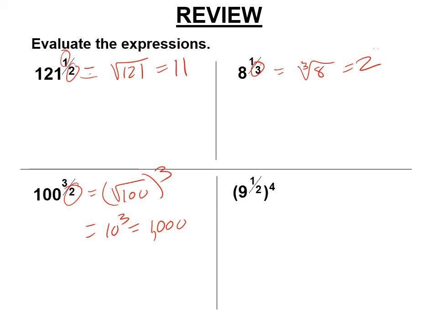So you can multiply these, right? 1/2 times 4 is 2, so this is 9 squared, or 81. I think that's the way to do that.